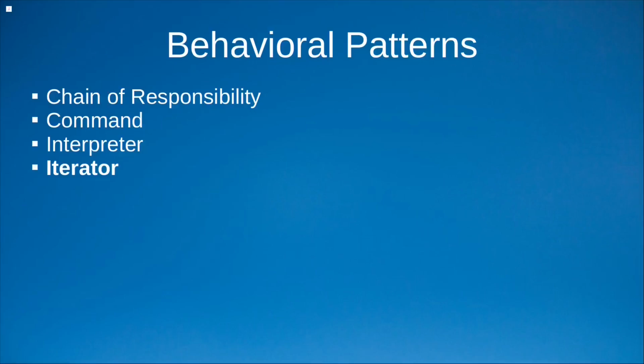Iterator provides a standard way to traverse collections, leveraging IEnumerable and IEnumerator for seamless iteration. Mediator centralizes communication between objects, reducing dependencies by using events, delegates, or a mediator class. Memento captures and restores an object's internal state without exposing implementation details, useful for undo functionality.